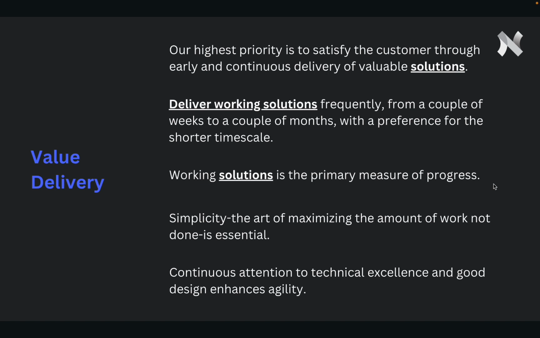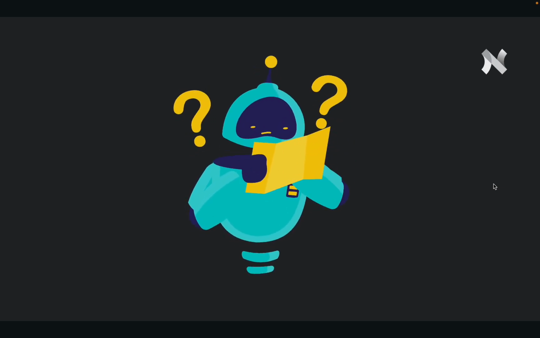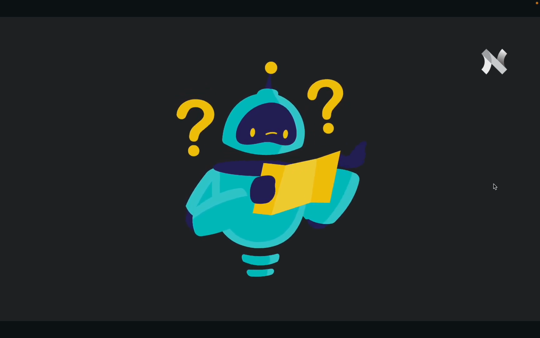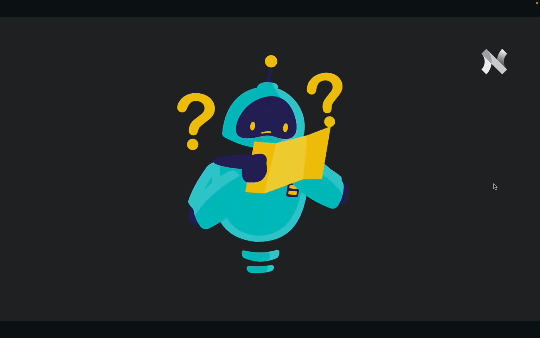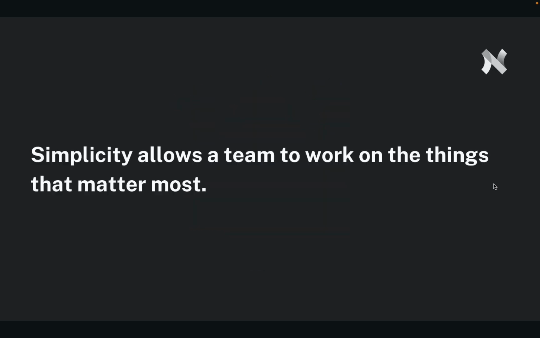For example, deliver working solutions frequently. See, the value theme is also about simplicity. How much time do you think it takes engineers to add all the buttons and features to products that ultimately end up confusing the user? Simplicity allows a team to focus and work on the things that matter the most.